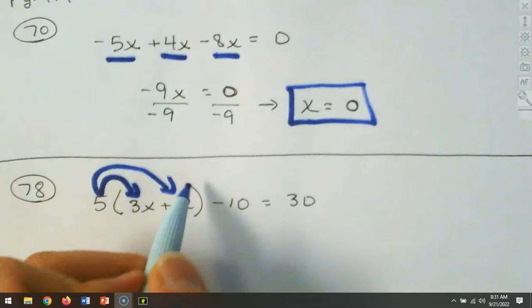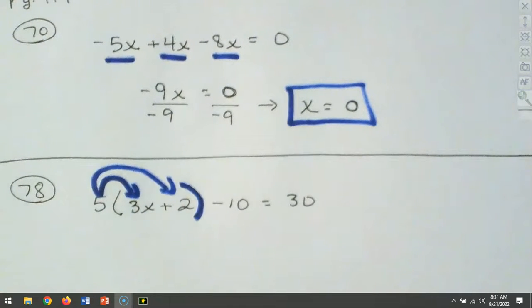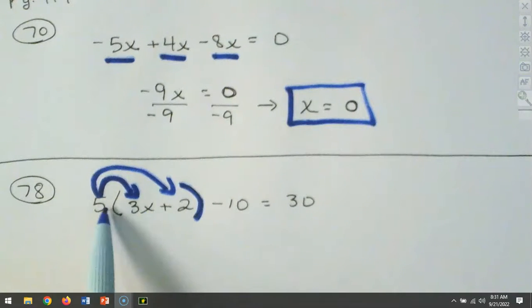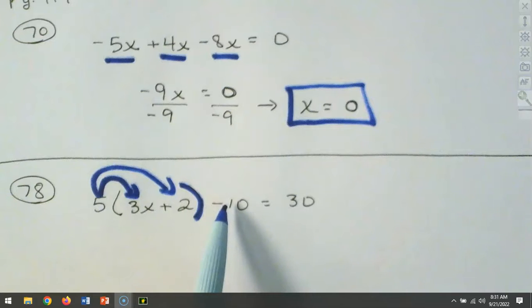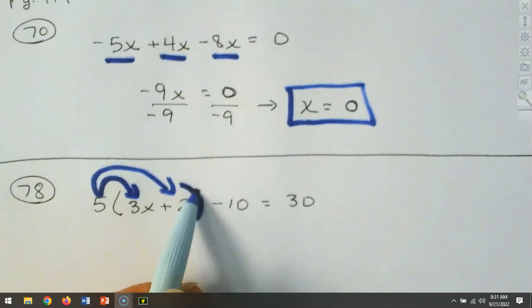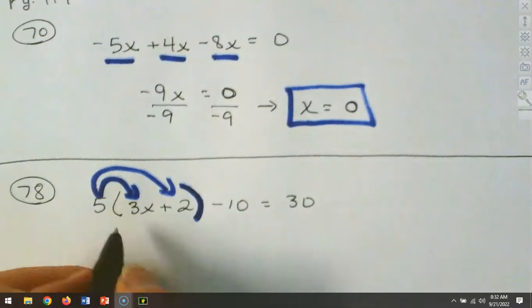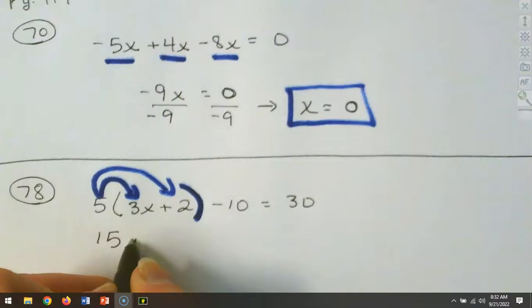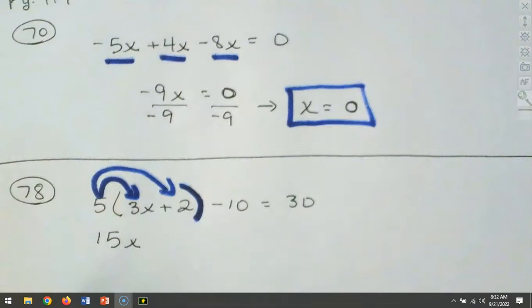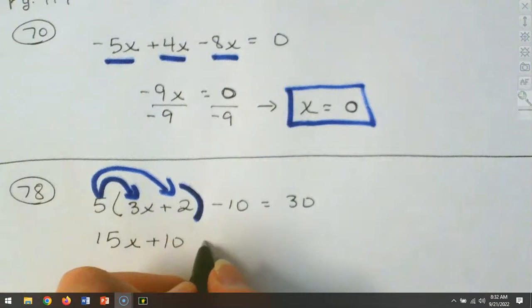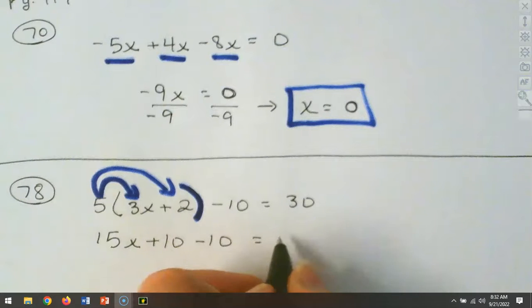Now, I stop there. Why? Because of the parentheses, right? So be very careful. A lot of times I've seen students when they just start out in elementary algebra try to multiply that 5 through all of it, and it doesn't work that way. Okay, the 5 stops with the parentheses. So you distribute it through and stop at that set of parentheses. So what does that give you? A 5 times 3x gives you a 15x. 5 times 2 makes it 10, minus 10, and that equals 30.